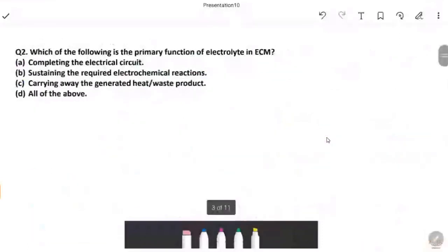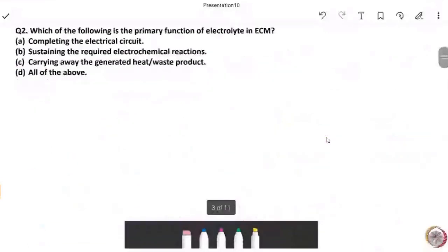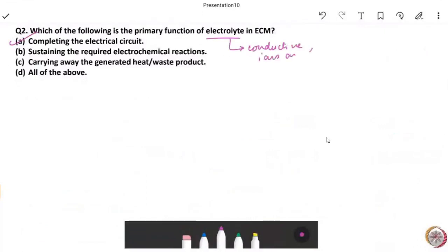Coming to the next question: which of the following is the primary function of electrolyte in ECM? We have already discussed this in the previous question. Completing the electrical circuit, yes, because the electrolyte is conductive. It contains ions, and ions are present, so they allow the conduction of electricity. Sustaining the required electrochemical reactions, yes.